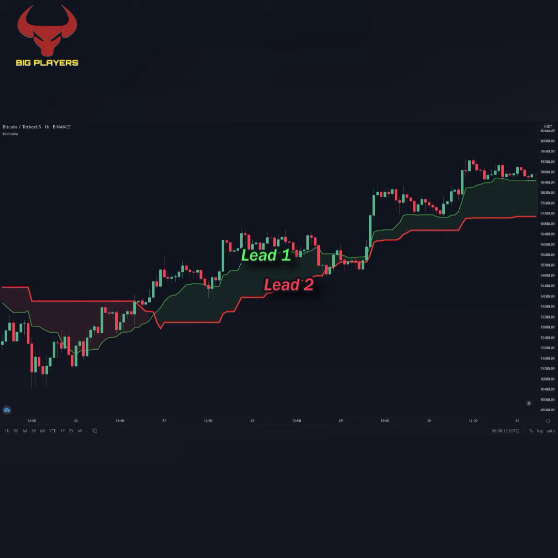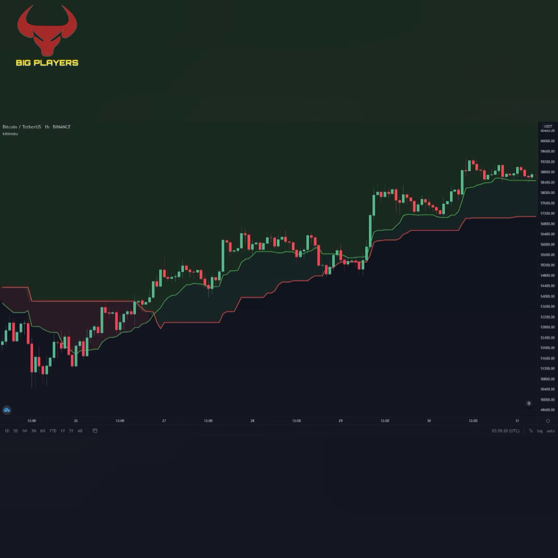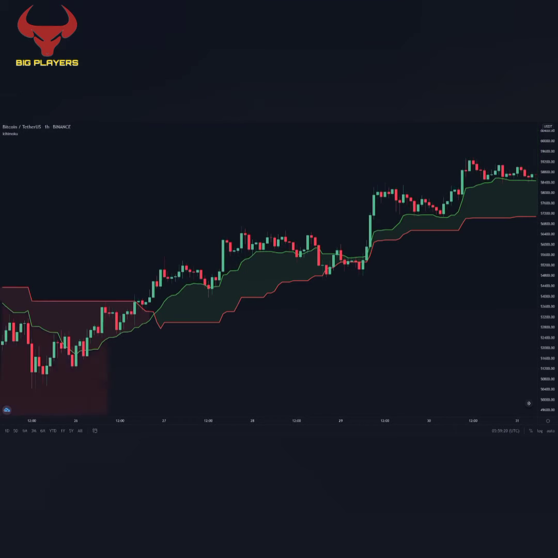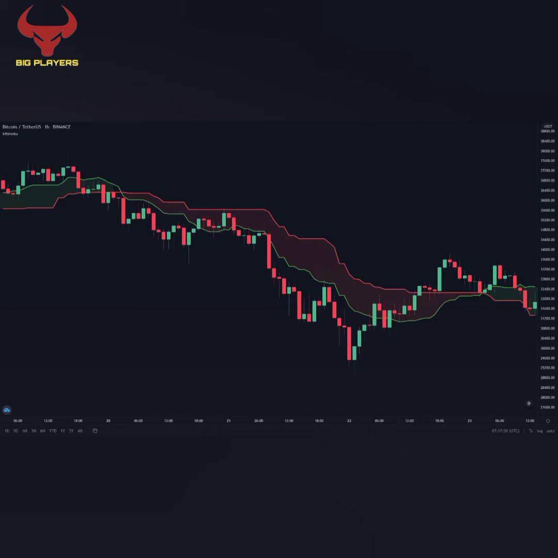And how we read this indicator is very simple. If prices are above the clouds, it indicates that the market is on an uptrend. And if prices are below the clouds, it indicates that the market is on a downtrend. The position of the lines can also help us confirm the trend direction. If the green line is above the red line, it indicates that the market is on a strong uptrend. And if the green line is below, it indicates a strong downtrend.